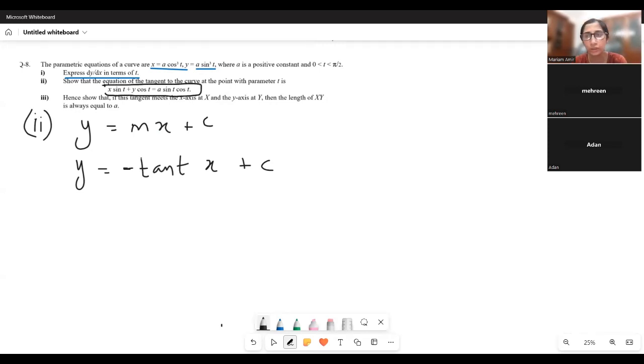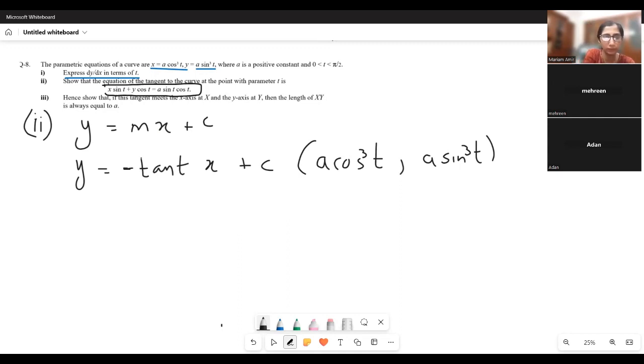Generally when we're finding the equation of tangent, we need a point and we substitute that point in the given equation, x comma y, and we get c. That is what we're going to do here. We don't exactly know what x and y are, but we have the expression for that. We know x is a cos cube t, y is a sine cube t. Let me quickly reread the question. Show that the equation of the tangent to the curve at the point with parameter t is this. Yes, so this is the point we're going to use. Okay, now we have to find c.